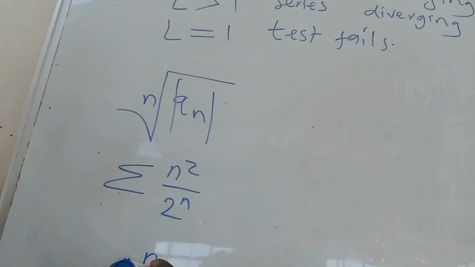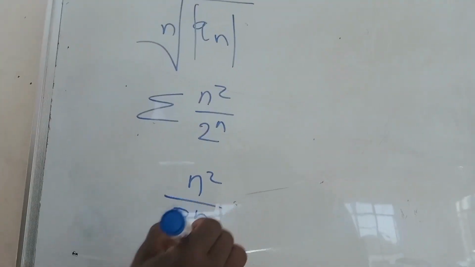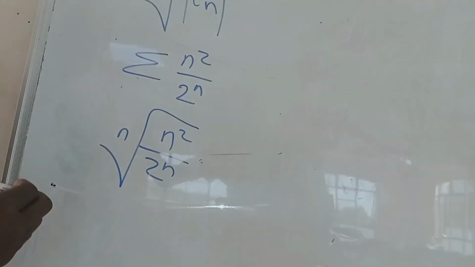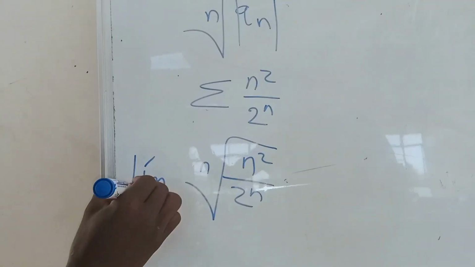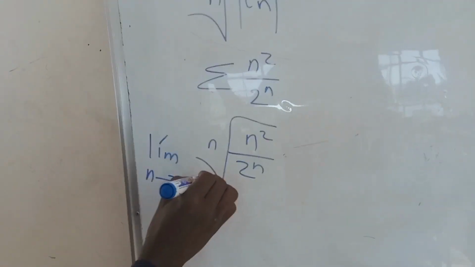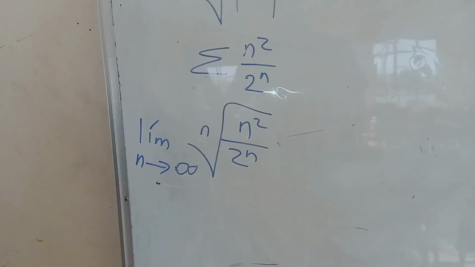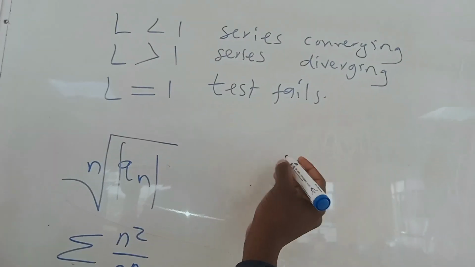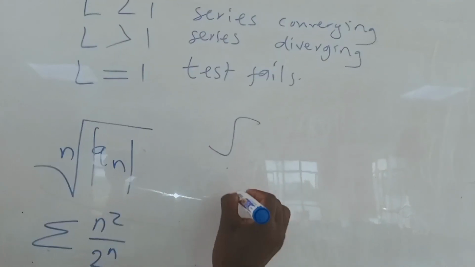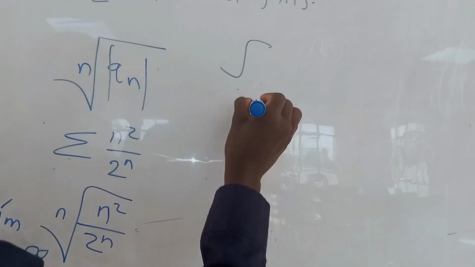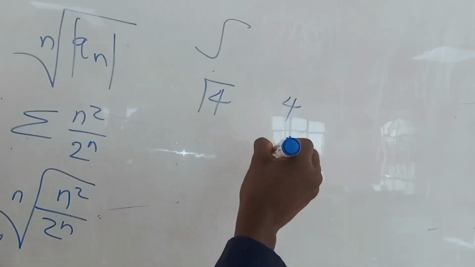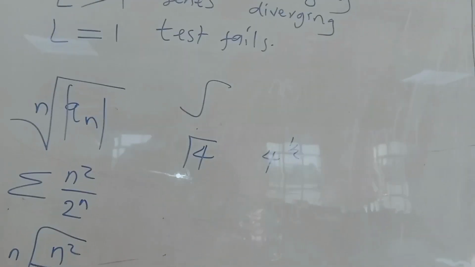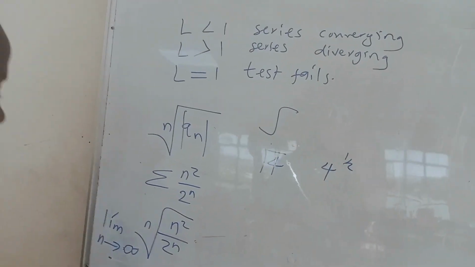What you normally do, instead of looking for the root, is this: if you are looking for the square root of 4, it is the same as taking 4 to the power of one half. So once again, it will be the absolute value of n squared over 2 power n, raised to the power 1 over n. Remember, it is the limit as n approaches infinity.